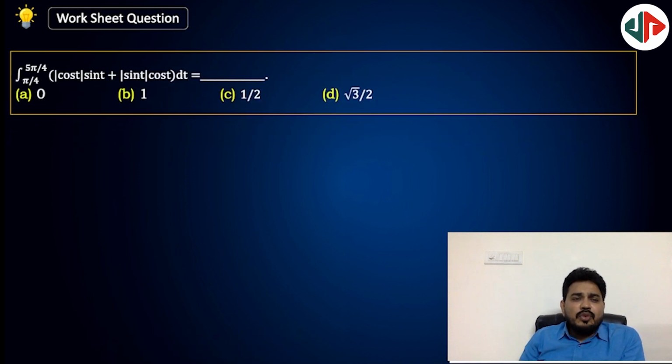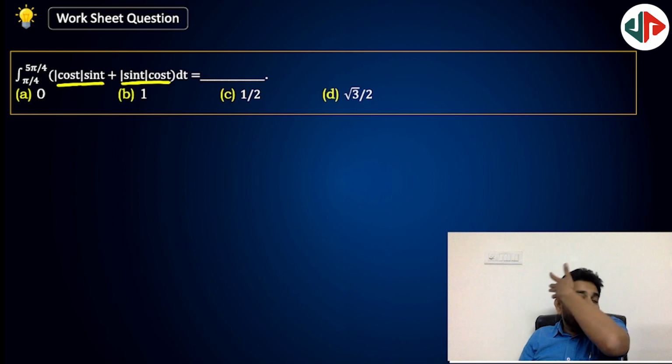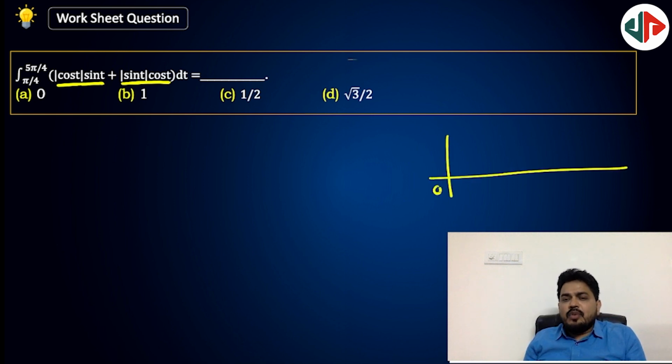Pi by 4 to 5 pi by 4, mod cos t sin t plus mod sin t cos t. So where is this interval? If you look at here, 0, pi by 2, pi. So we are starting with this one. Here both are positive, and pi by 2 to pi, cos is negative but sin is positive, and pi to 5 pi by 4 both are negative.